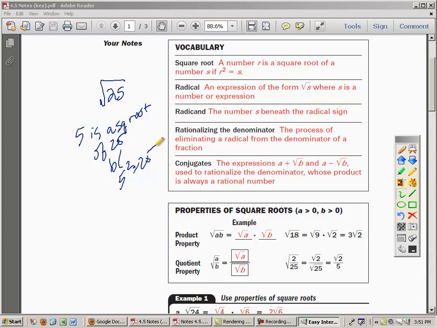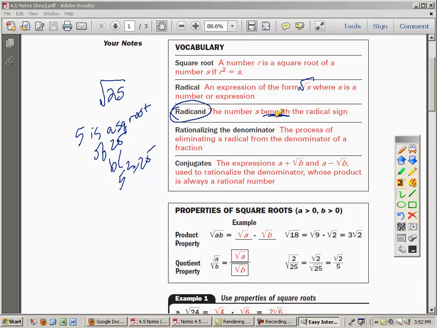There are many more. A radical is an expression in the form radical s. It kind of looks like the old division sign, but it's a radical, where s is a number or an expression. It doesn't just have to be a number. It could be an expression like 5x squared, for example. The radicand is the part of the radical expression that's underneath the radical sign.